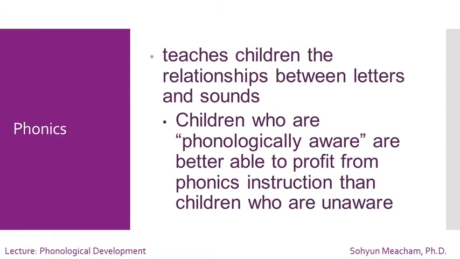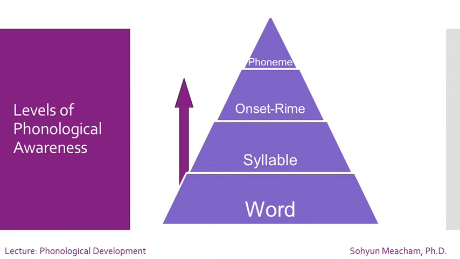Phonics is different from phonological awareness. Phonics teaches children the relationship between letters and sounds, while phonological awareness only deals with sounds. Children who are phonologically aware, though, are better able to profit from phonics instruction than children who are phonologically unaware. Word is the largest unit in phonological awareness, whereas phoneme is the smallest unit. Word is the easiest unit in phonological awareness, and phoneme is the hardest unit for children to acquire.